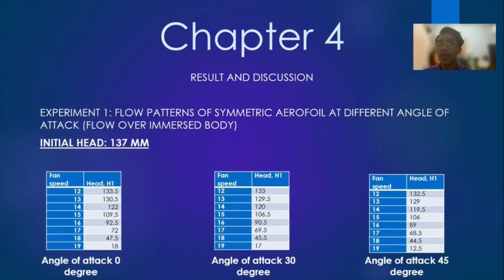Okay, for today I will discuss and share the results and discussion for this lab. For experiment 1, we do the experiment about the flow pattern of a symmetric aerofoil at different angles of attack, flow over an immersed body. So we get the data from our lecturer. We get the initial head equal to 137 mm, and we get 3 types of angle of attack: 0 degree, 30 degree, and the last one, 45 degree. The fan speed that we use is from 12 to 19.